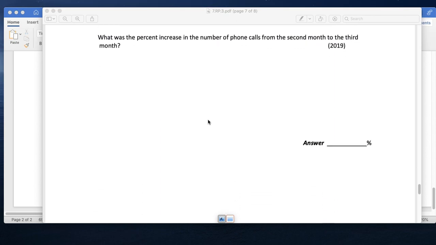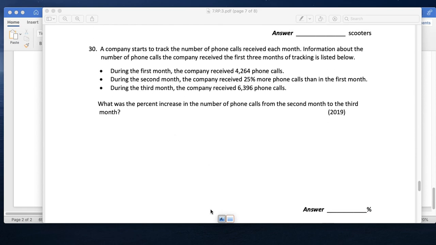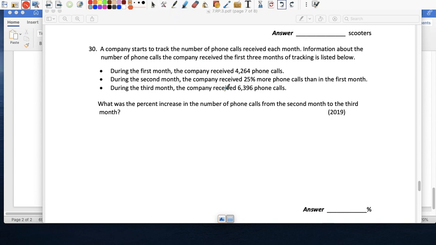30. Ooh, 2 more questions. Yay. A company starts to track phone calls. First month, they got this many calls. Second month, the company received 25% more calls. 25% more would be 4,264 times 1.25, and that gives you the total. They got 5,330 calls here. And then the third month, they got 6,396. What was the percent increase from the second to the third month?